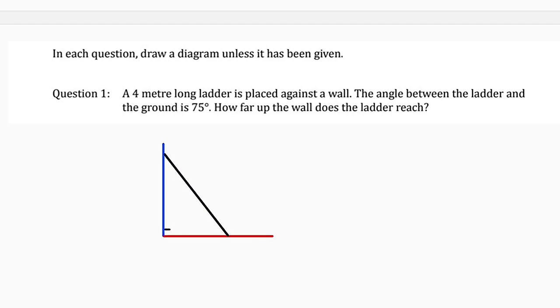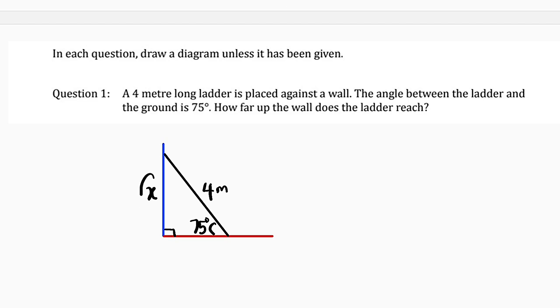You should know that this angle is a right angle, right? So how far up the wall does the ladder reach? We are talking about this vertical distance. Let's call it x. The ladder itself is 4 meters long, so this is 4, right? And the angle between the ground and the ladder is 75 degrees, so this angle here is 75 degrees. So we are asked to find this one.